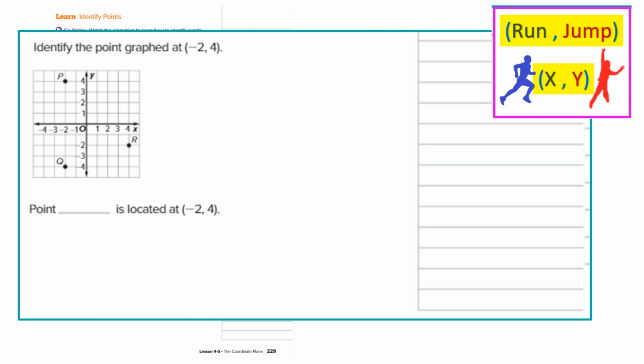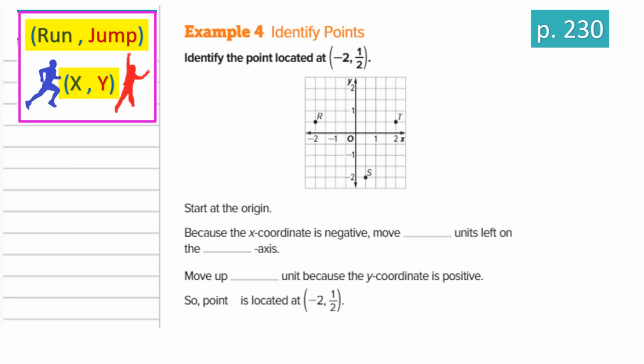Or we can just go ahead and plot it and figure it out by starting at the 0, 0, and I'm going to go -2, so I'm going to go 2 to the left, and then +4, so I'm going to jump straight up to 4, and that's still going to be in quadrant 2, which is the letter P. Pretty easy? I'm hoping so.